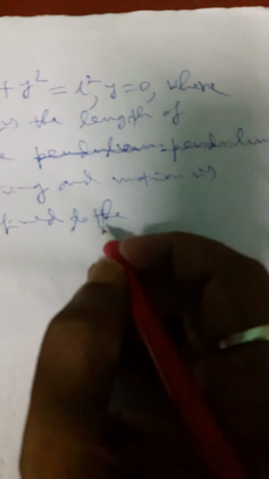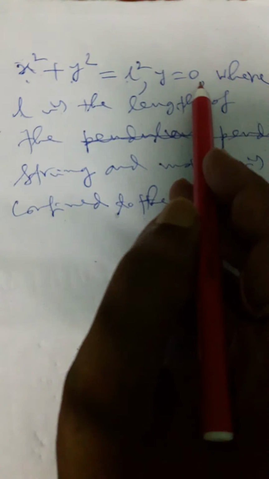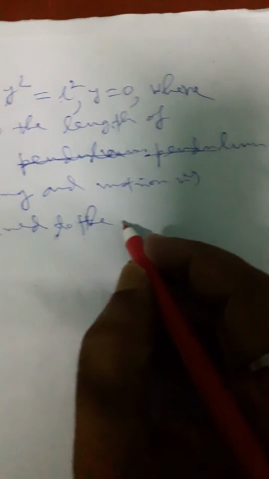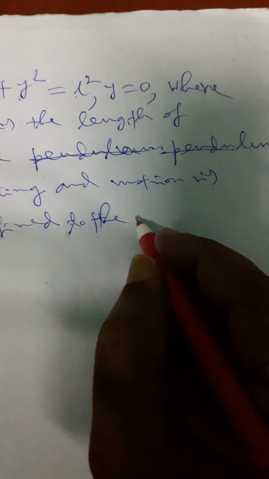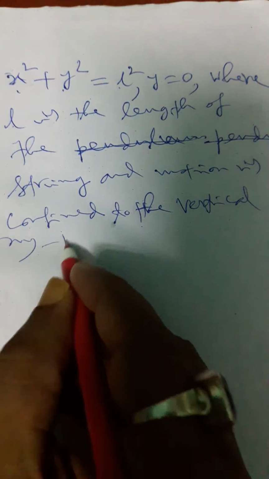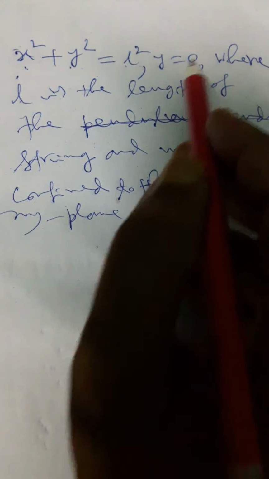Now we consider a three-dimensional figure. The motion is confined. Here the equations contain x square plus y square equals L square and y equals 0, and y equals 0 clearly indicates that the motion is confined to the vertical xy plane. Why does this happen? Because of the clear indication that x square plus y square equals L square and y equals 0. That's why we say this.